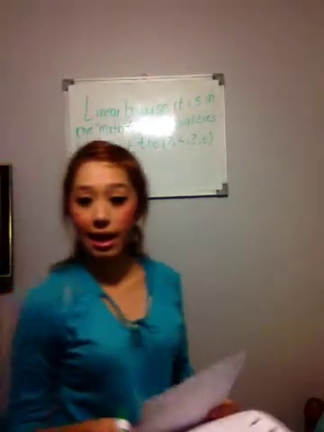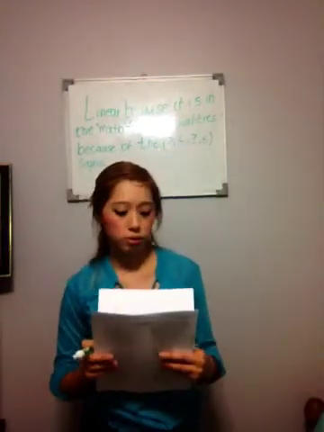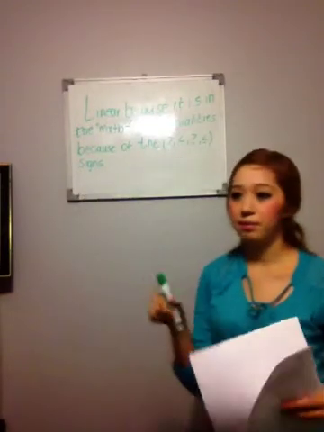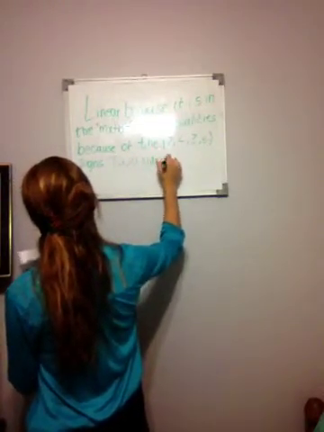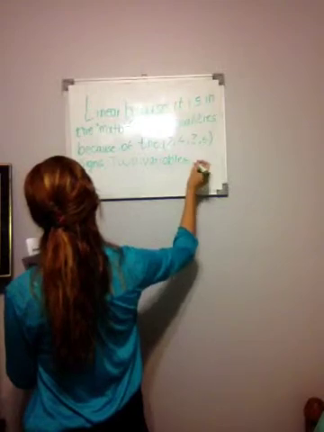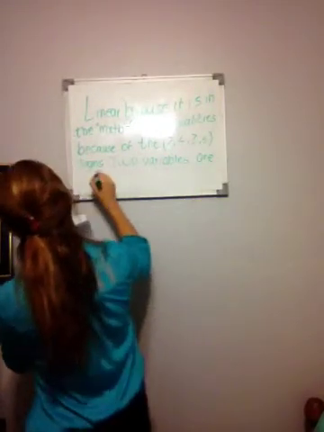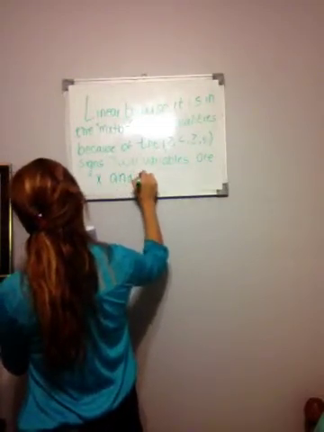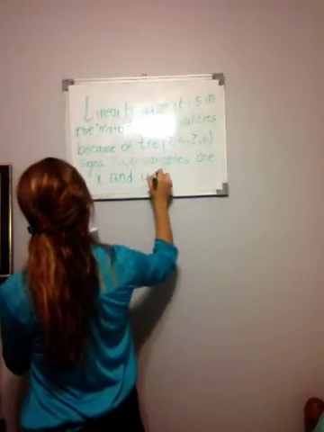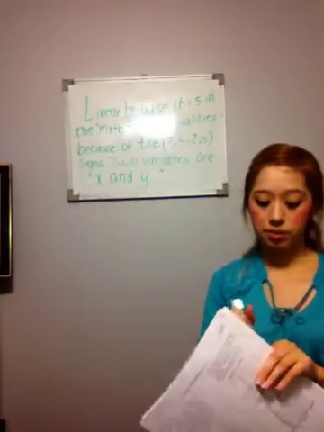Okay? And last, we have 2 variables. What are those 2 variables? That's very good. X and y. 2 variables are x and y. Those are the 2 letters in the equation.